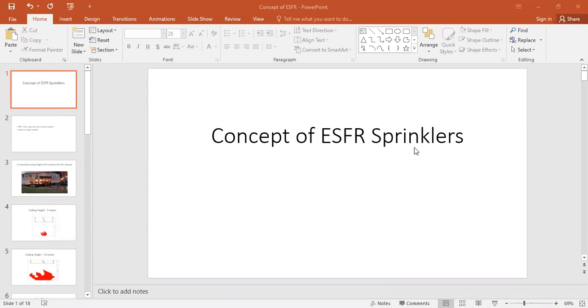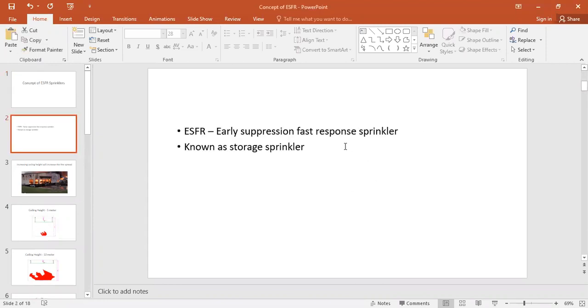So prior to finding the answers, what are ESFR sprinklers? It is an abbreviation: Early Suppression Fast Response sprinklers. These sprinklers were introduced in the early 80s, dedicated for high risk areas and storage applications, commonly known as storage sprinklers. This is a small introduction of this sprinkler.